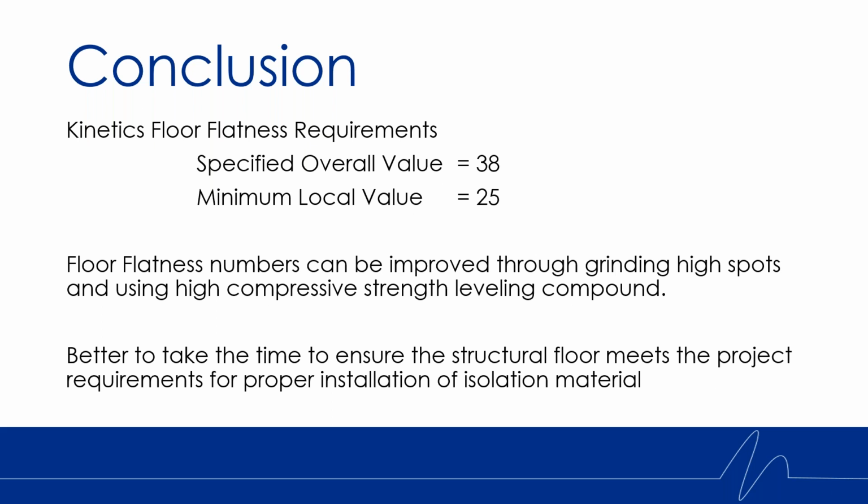In conclusion, it is important to know that Kinetics' floor flatness requirements are a specified overall global of 38 and a minimum local value of 25. The floor flatness numbers can be improved through grinding of high spots and the use of high compressive strength leveling compound. It is better to take the time to ensure the structural floor meets the project's requirements before the installation of the isolation material to avoid rework of your hard work and installation.